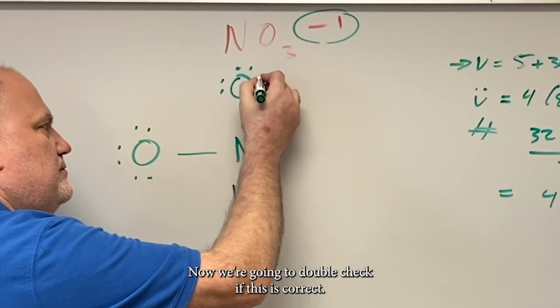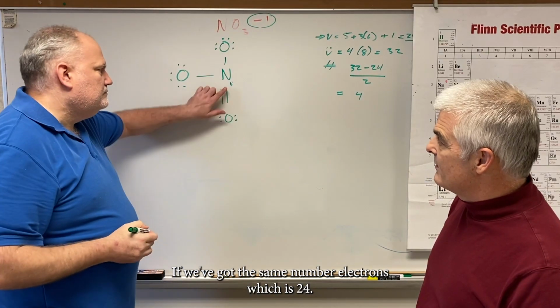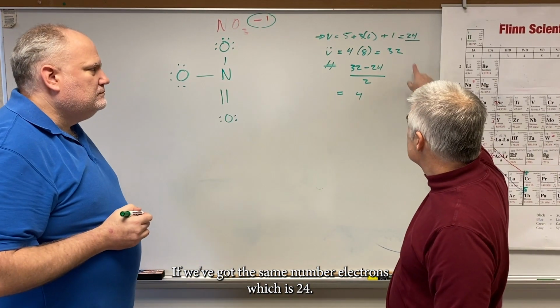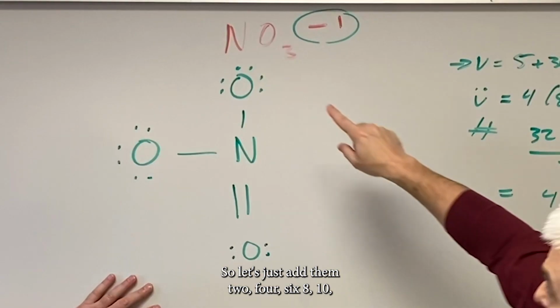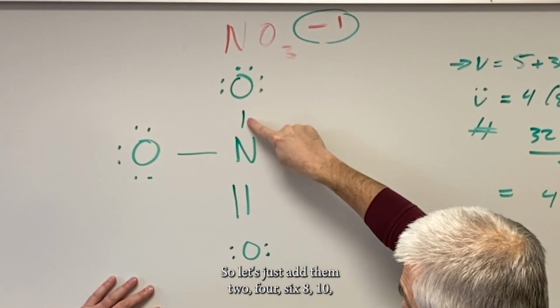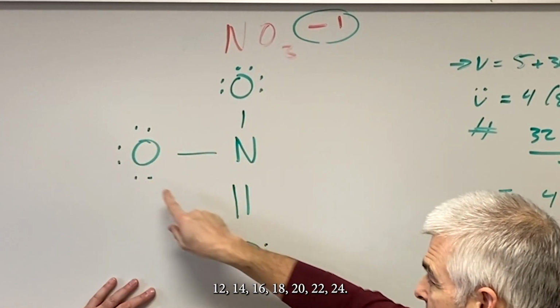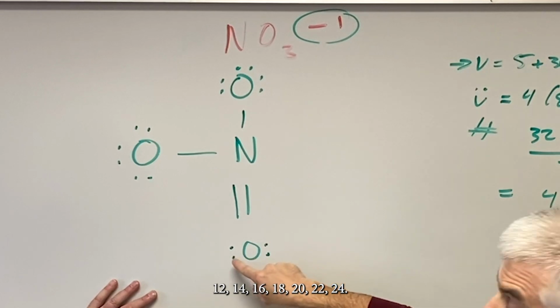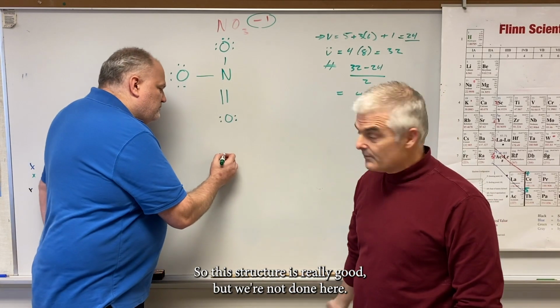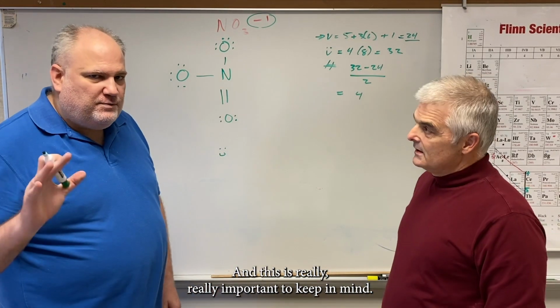Now, we've got to double check if this is correct. If we've got the same number of electrons, which is 24. So let's just add them. 2, 4, 6, 8, 10, 12, 14, 16, 18, 20, 22, 24. Bingo. So this structure is really good, but we're not done here, and this is really, really important to keep in mind.